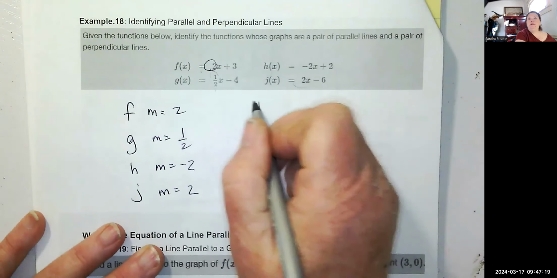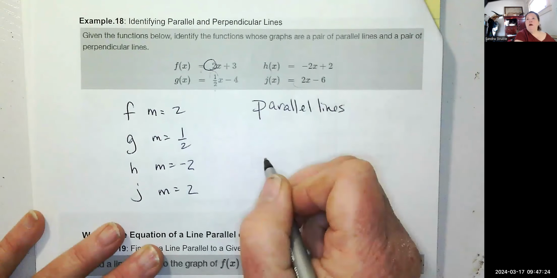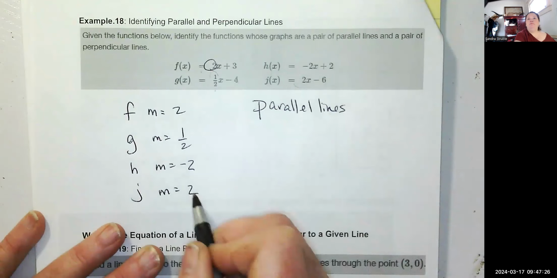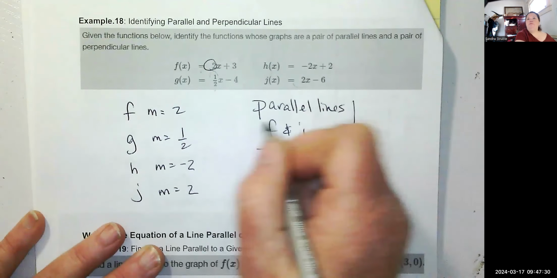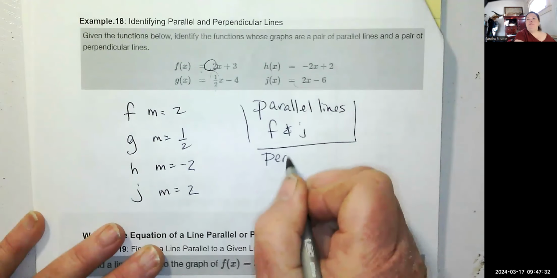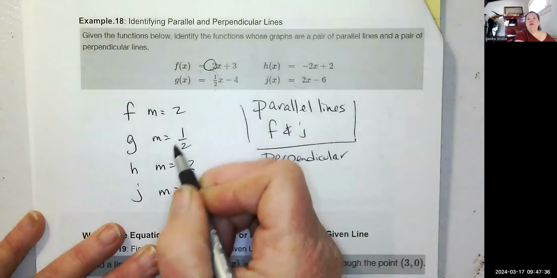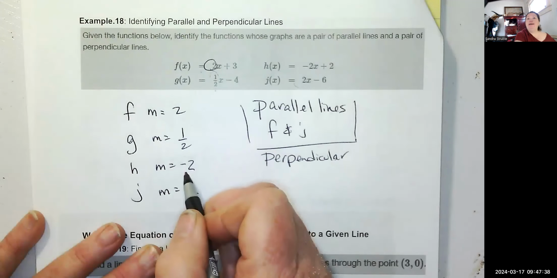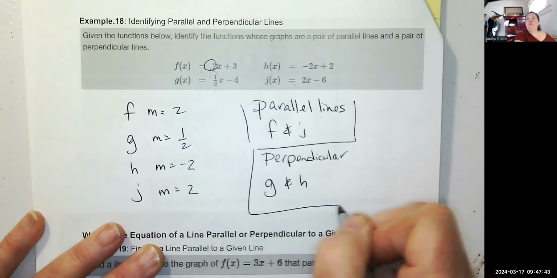So parallel lines have to be the same slope. F and J are parallel. Perpendicular, negative reciprocal. So if we've got 1/2, the other one should be -2, which are G and H.